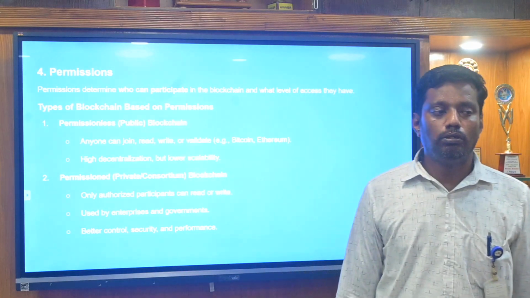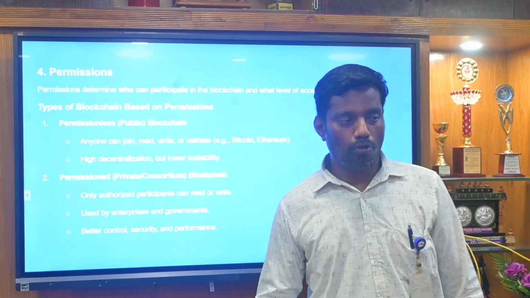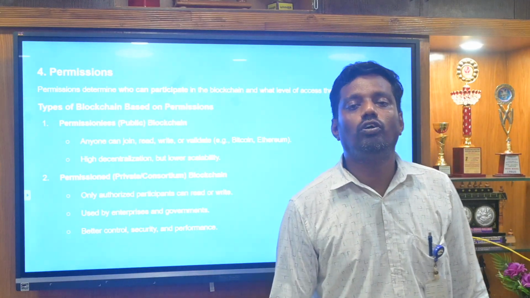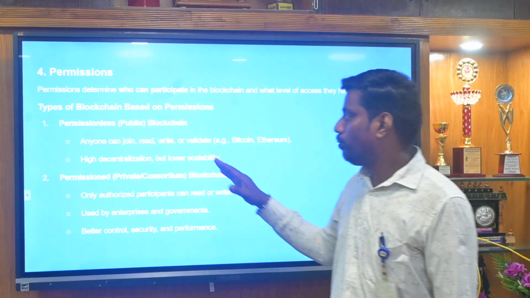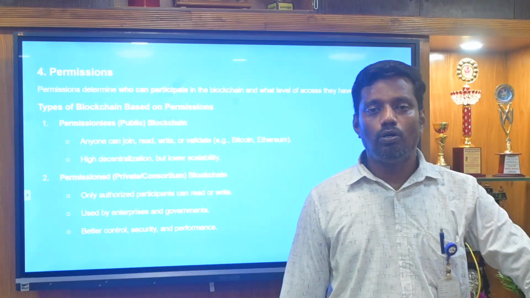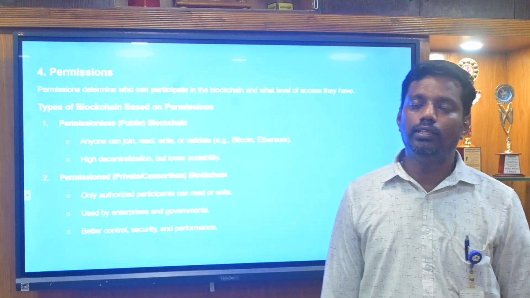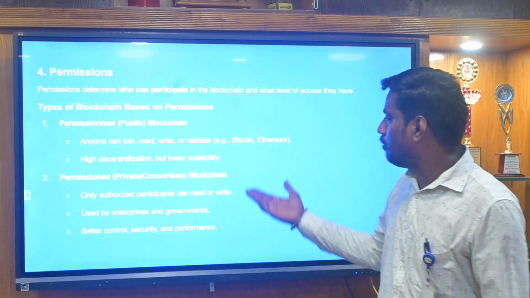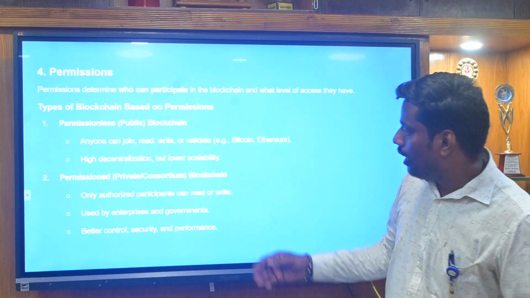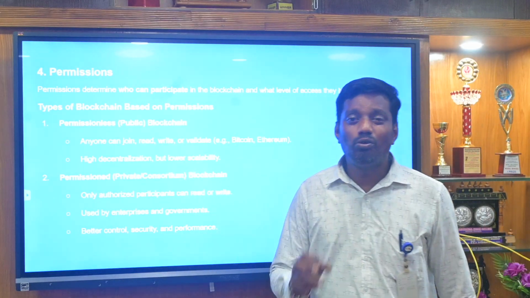One is permissionless, which we call a public blockchain. The other one is permissioned, which is a private as well as a consortium blockchain. When you talk about the permissionless blockchain, anyone can access, join, read, write, as well as validate. Examples of that are Bitcoin as well as Ethereum, which is highly decentralized but has lower scalability.